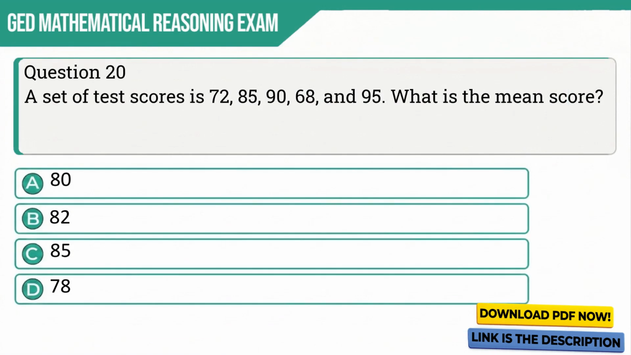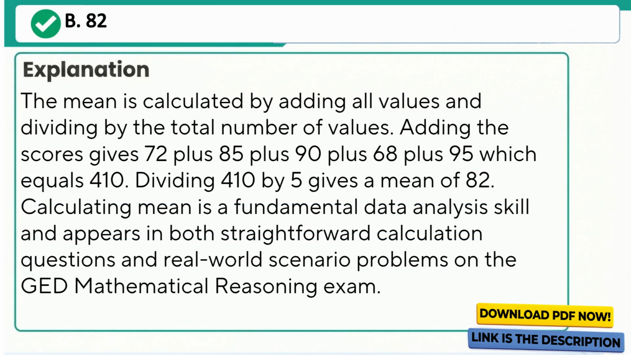Question 20. A set of test scores is 72, 85, 90, 68, and 95. What is the mean score? A. 80, B. 82, C. 85, D. 78. Correct answer, B.